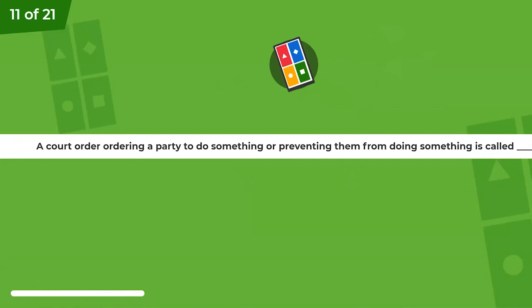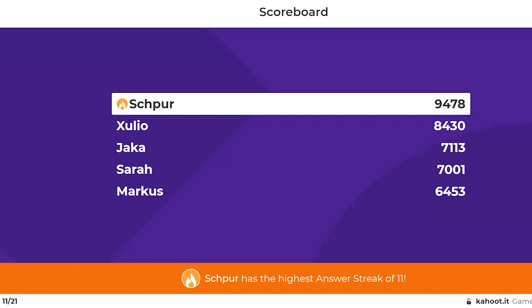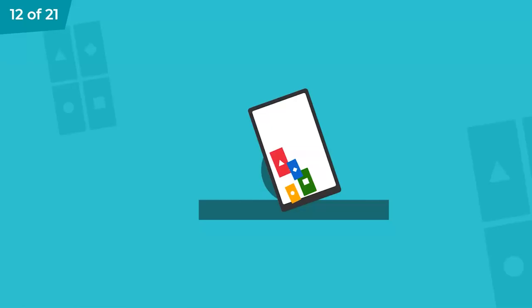A court order ordering a party to do something or preventing them from doing something is called affidavit, appeal, disclosure, or injunction? Injunction was the correct answer. No change again. Great, the five of you are amazing.